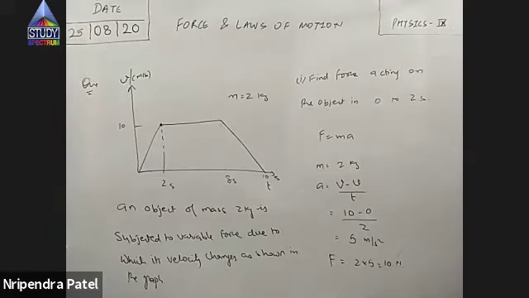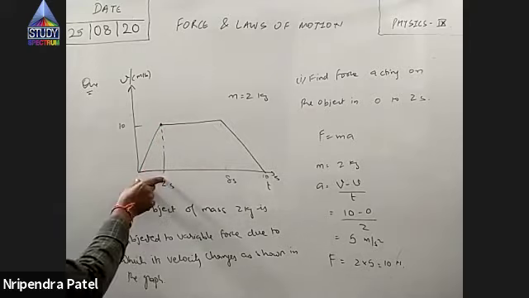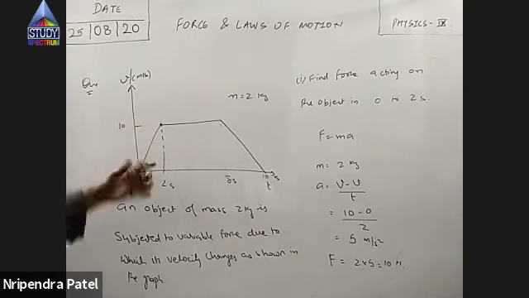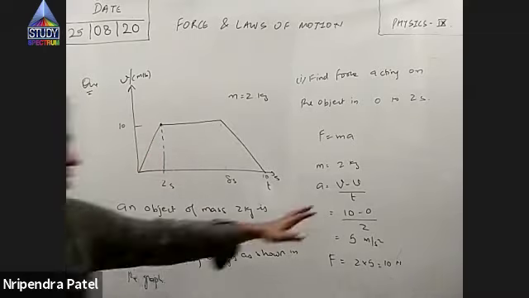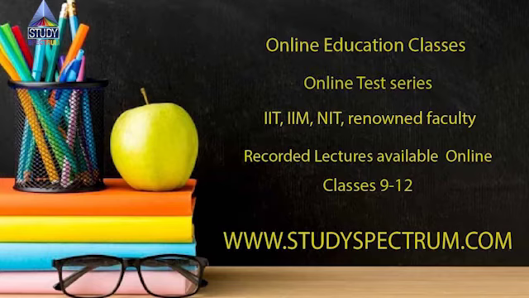Sir, it is 10 meter per second square. Why? Time is 2 seconds. See, vertical by horizontal, right? This is what you have to measure. Slope is acceleration. So how do we measure slope? Vertical by horizontal. Vertical is 10 and this is 2. So 10 by 2 is 5. 5 meter per second square. Yes. So acceleration is 5 meter per second square.